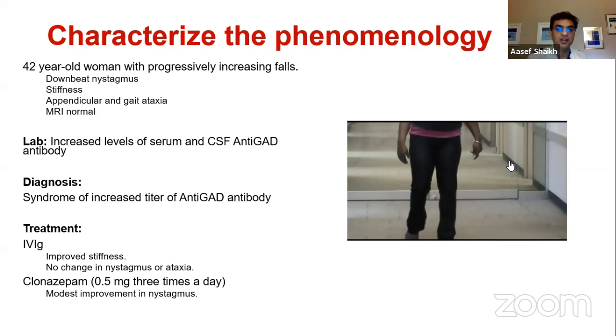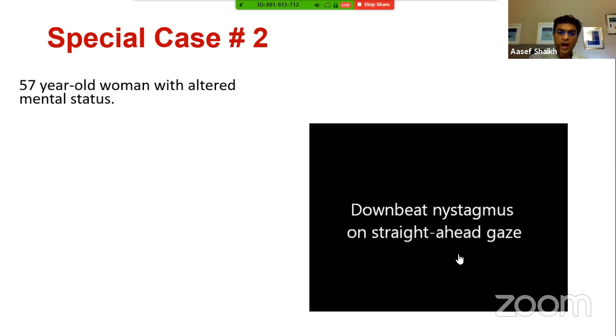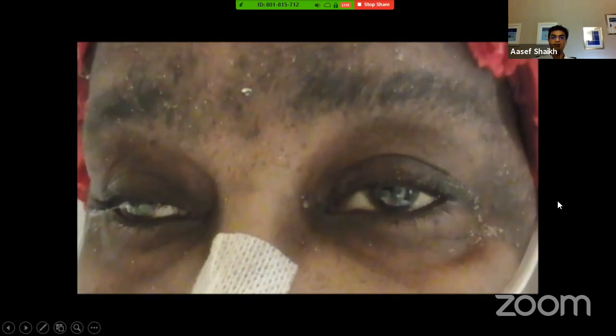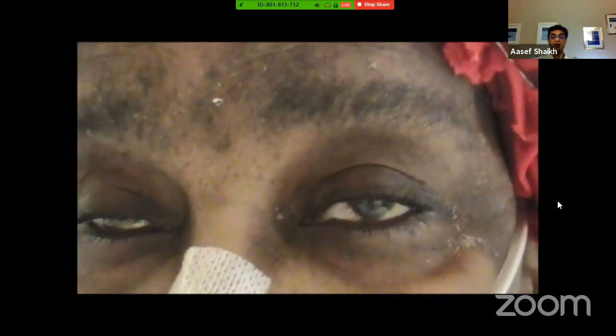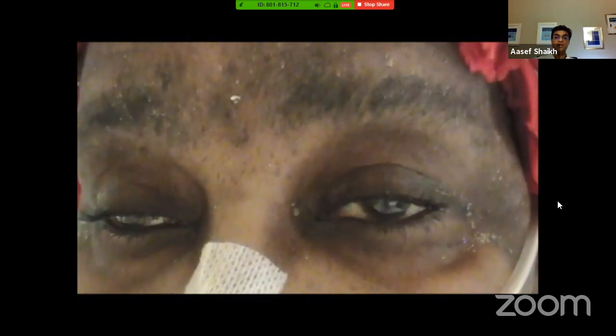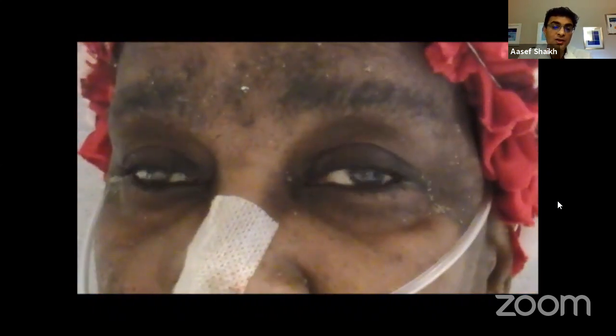This brings to another interesting case. This patient was a 57-year-old woman who came in with altered mental status. And when I look at her eyes, I see the following. So again, if you look at the lids here, it gives you a very good clue, which also goes with the eyes. She has a robust downbeat nystagmus of the eyes, and she has a very strong drift upward, right? When she looks up, her eyes are quiet.